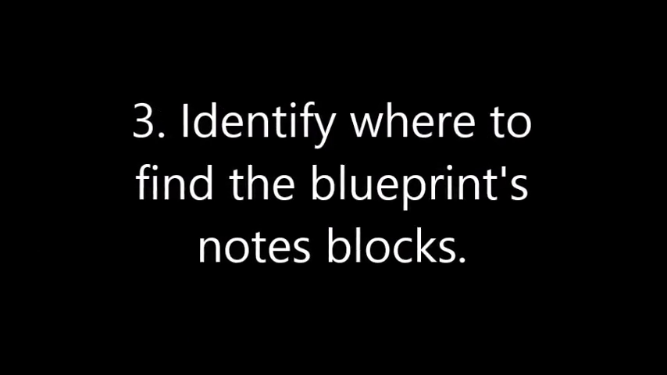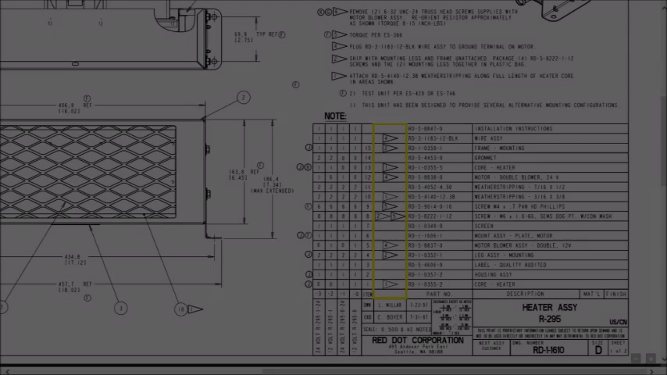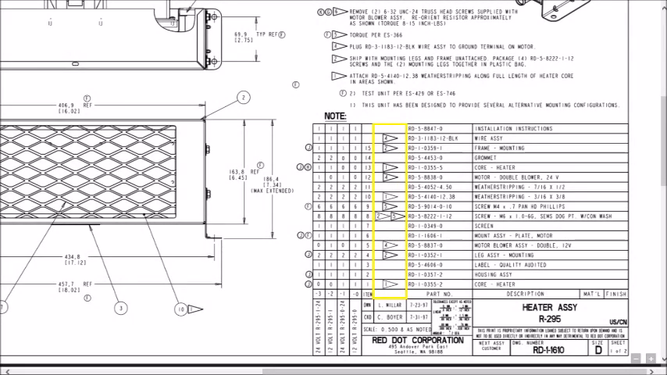Number 3. Identify where to find the blueprint's notes blocks. Look back to the flag notes on the blueprint. They are listed in order in the notes block. You'll want to look at these notes every time you are building the part, as they contain important additional information about the part you are building and almost always include notes regarding the quality of the product.